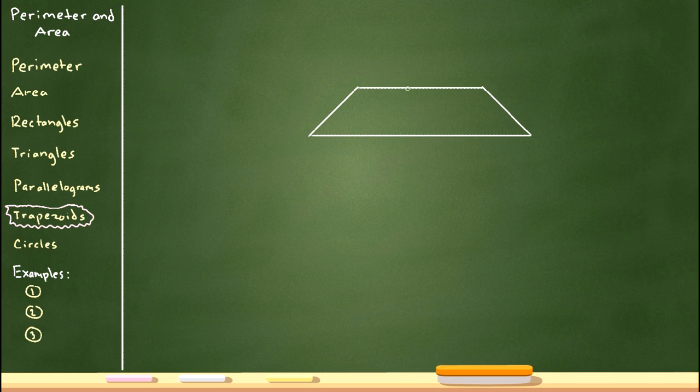Or we can make a complete copy of this trapezoid, and what we're going to do is flip it and place it along the side here. I'm going to call this base 1. The distance from here to here is base 1. The distance from here to here will be base 2.